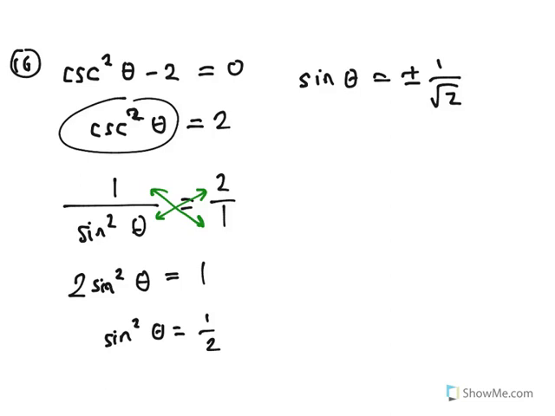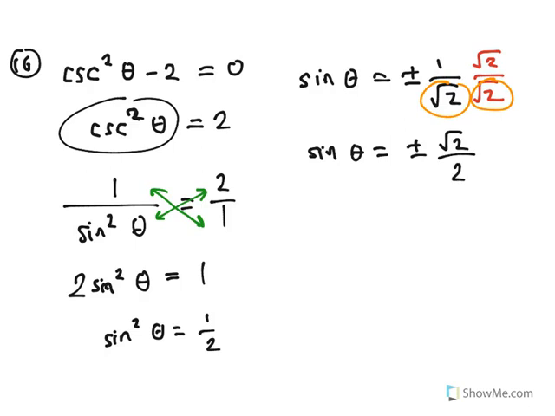And you can rationalize the denominator by multiplying by a form of 1. Square root of 2 over square root of 2 is 1. So you have sine of theta is equal to plus minus the square root of 2 over the square root of 2 times the square root of 2, which is 2. So that's what we have. Now it's time to go to the unit circle.